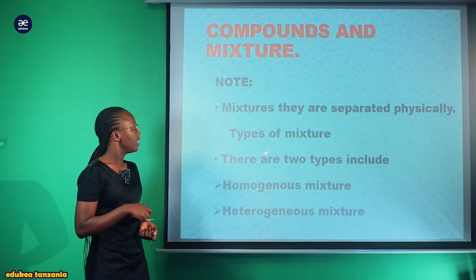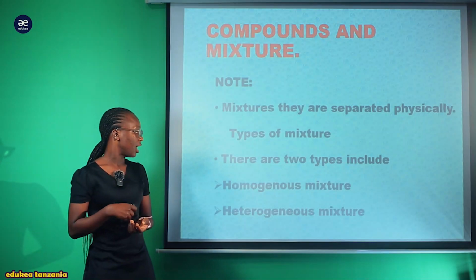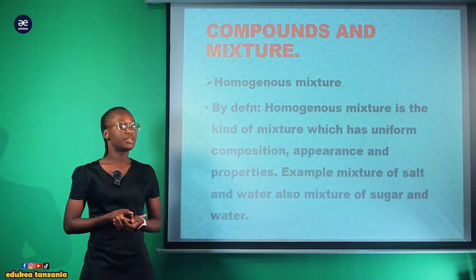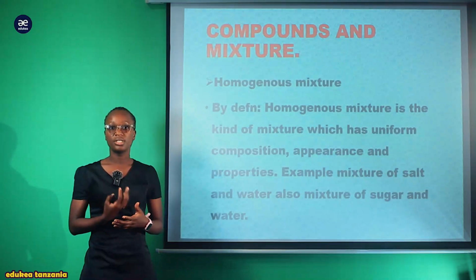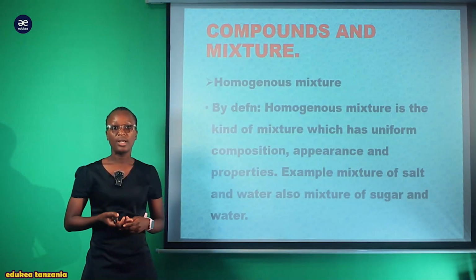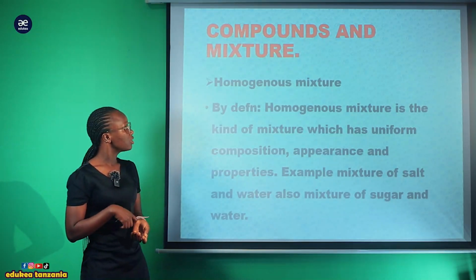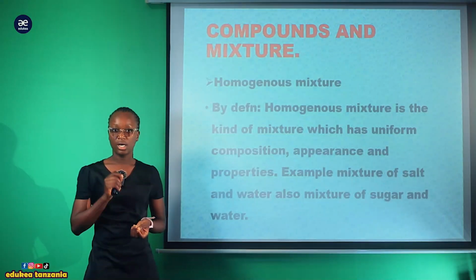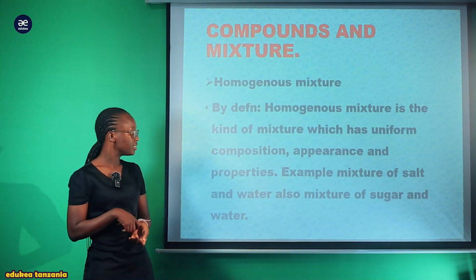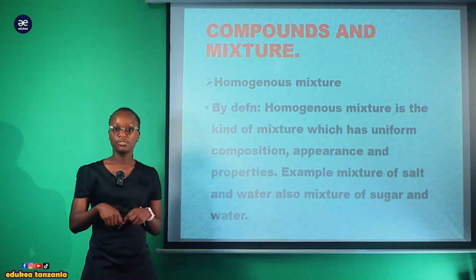What are they? There are two types of mixture, which are homogeneous mixture and heterogeneous mixture. Let us start with the homogeneous mixture. When we talk about homogeneous mixture, it means that this substance is uniform. They have the same composition, the same appearance, the same properties. For instance, when you take the mixture of salt and water, once you take salt and dissolve it in water, your solution will be uniform, the same in appearance.